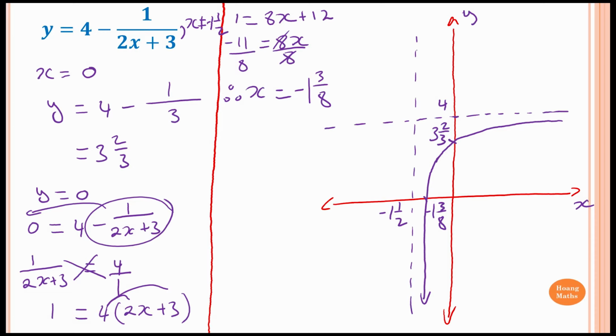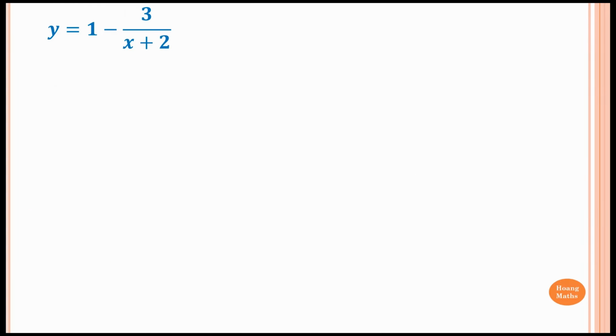And of course, we must put an arrow. And then for the second quadrant, like that. There you go. So this is y is equal to 4 minus 1 over 2x plus 3. Please stop the video and try this one yourself.